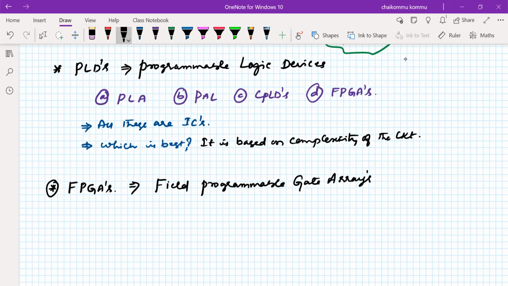Whereas the FPGA is different compared to the CPLDs. Here, instead of basic gates, RAM cells are used in order to develop the FPGAs. RAM cells are used. That means programmable memory elements are used to construct FPGAs.